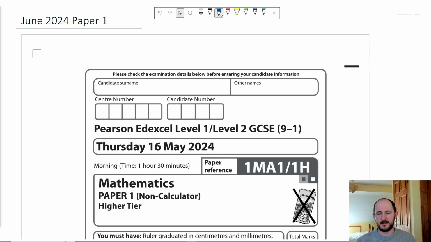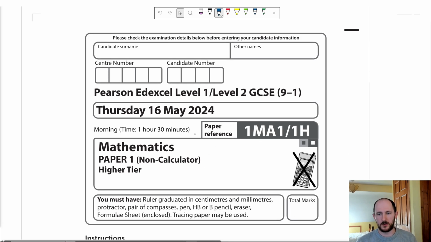This time we're approaching the first paper. As of recording this, it is about 38 days away. When it uploads, it's probably close to 30 days away. I figured this would be a really good time for me to go through the 2024 paper 1 that they did in June, which is obviously the most recent set of exams. Technically there are November papers as well, which I might do closer to the time, but this would be a really good time for me to walk through the non-calculator paper 1 2024.